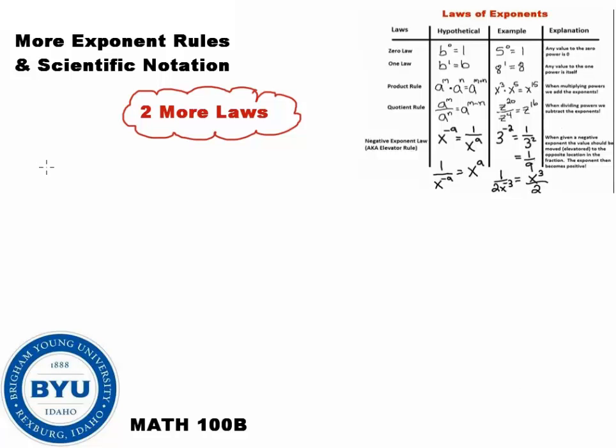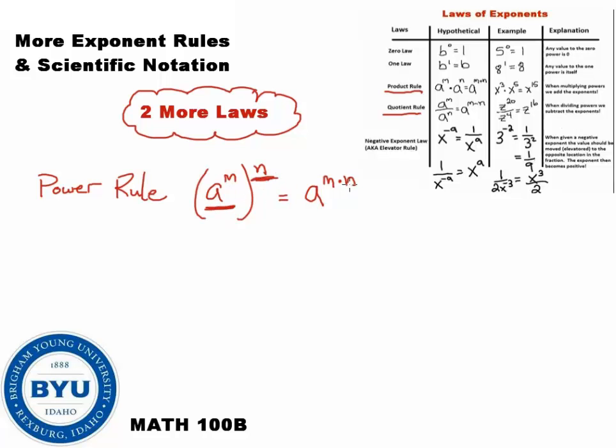We want to go ahead and talk about two more rules that will be important in our learning of exponents. The first one is called the power rule. The power rule states that whenever you have values, say a to the m power, and we raise that to the n, in other words, when we have a power raised to a power, then we multiply the exponents together. Remember, when we had the product rule, we were multiplying two powers together, and we added the exponents. In the quotient rule, when we were dividing powers, we subtracted the exponents. If I have a power raised to a power, then we multiply.